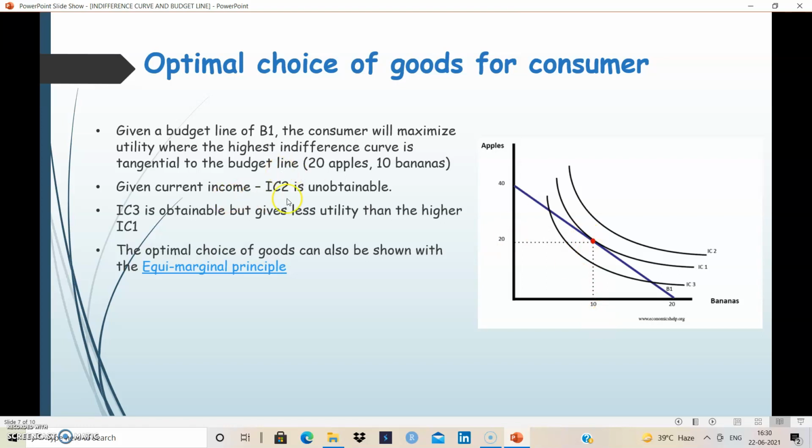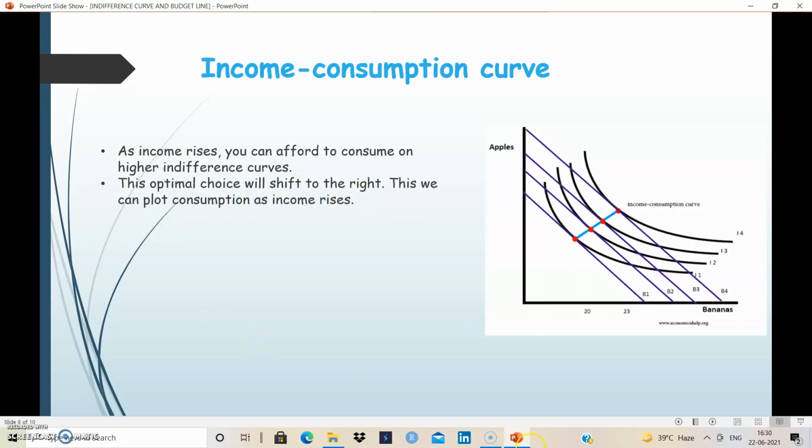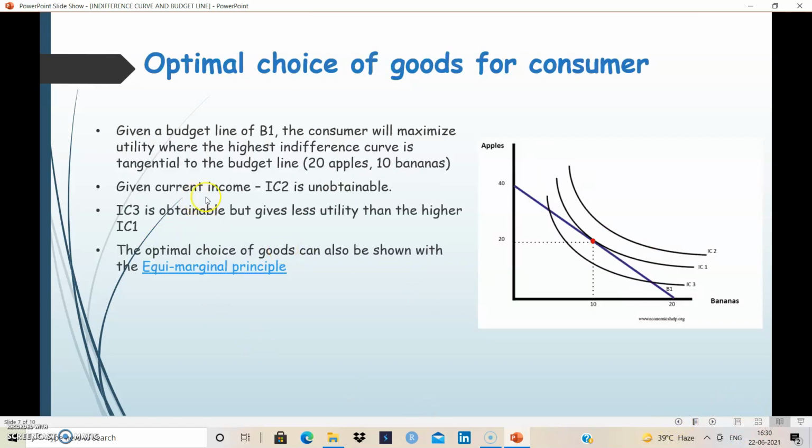Given the current income, IC2 is unobtainable. We don't have so much income to obtain the combination of IC2. IC3 is obtainable with our income but gives very less utility. The optimum choice of goods can also be shown with the equimarginal principle.